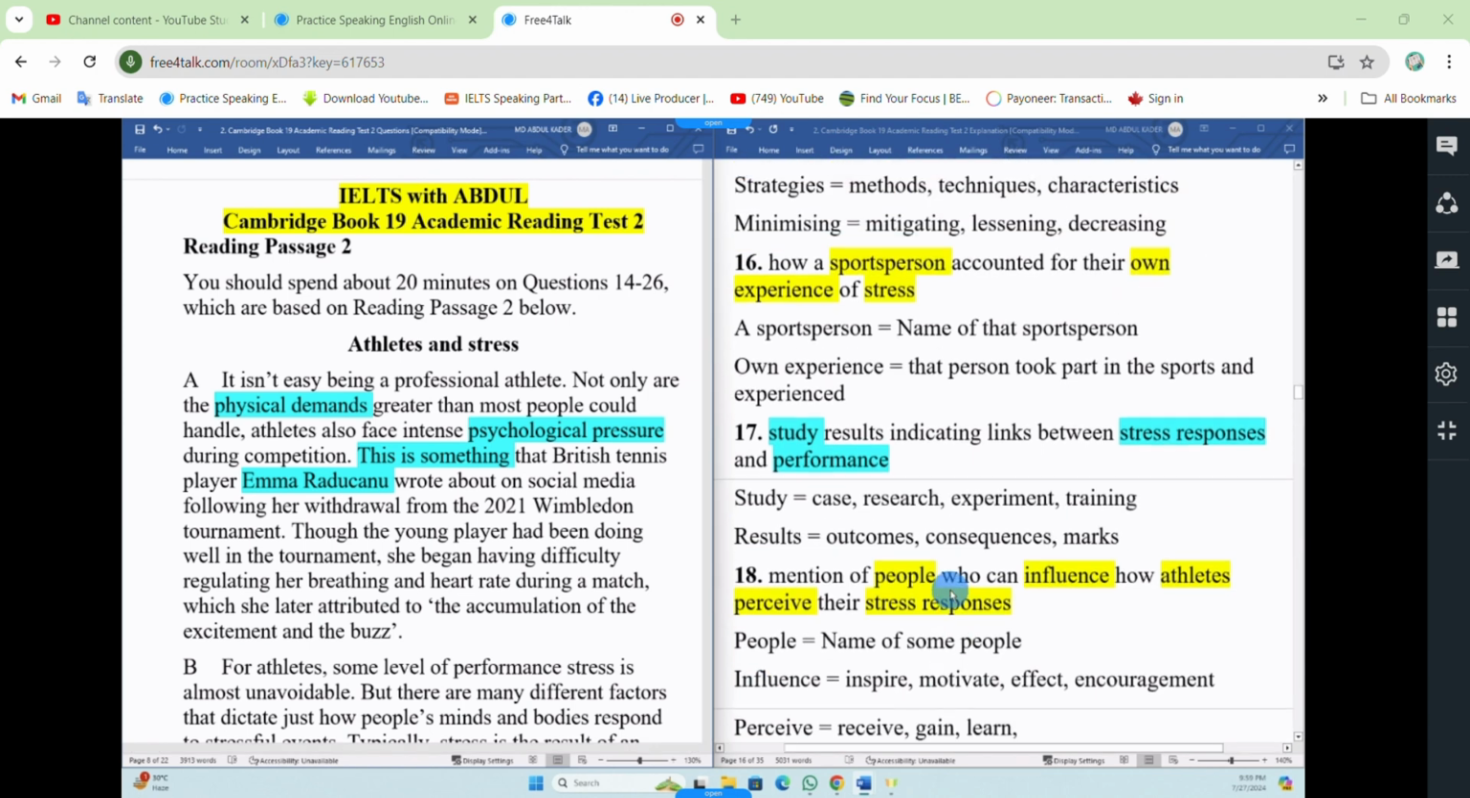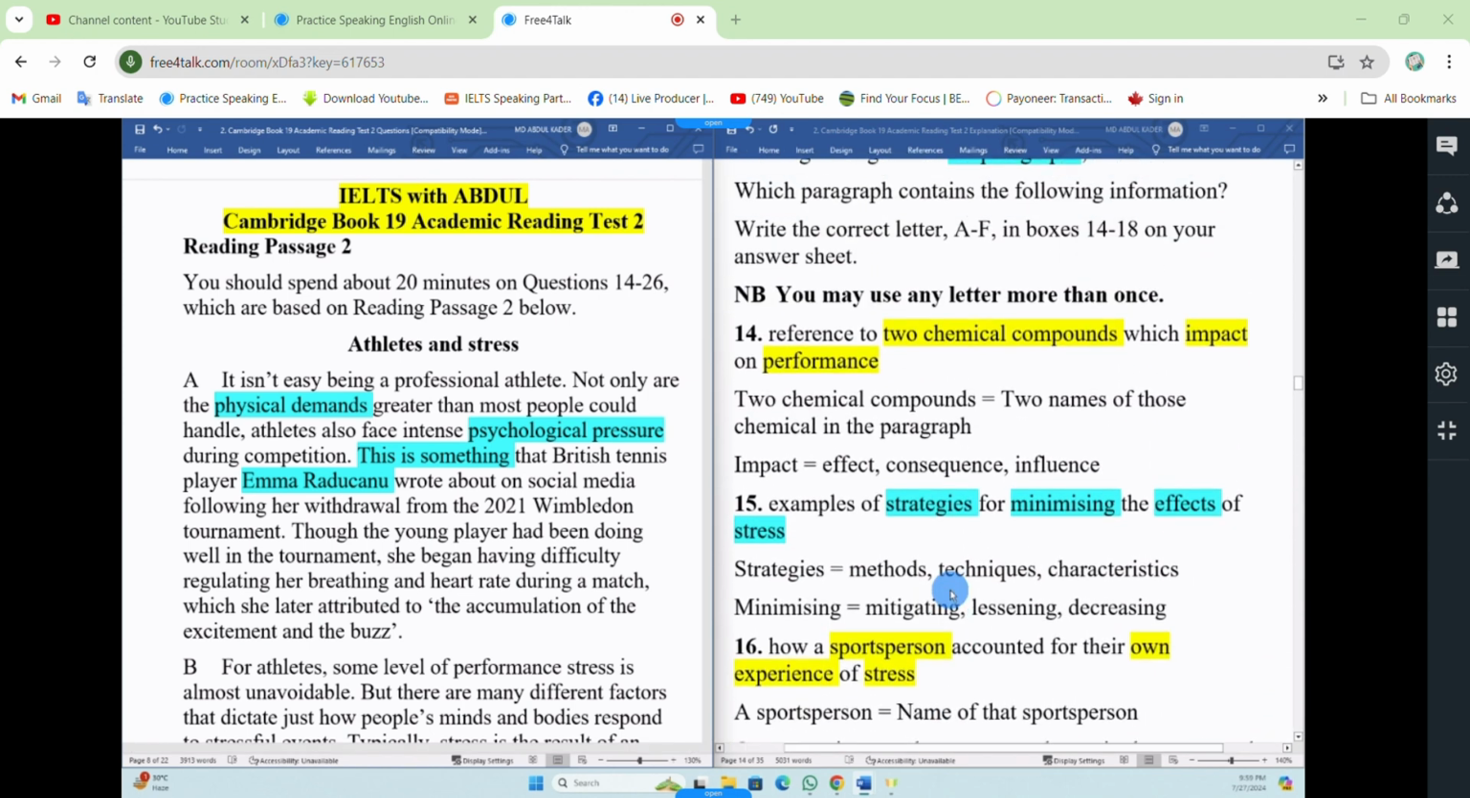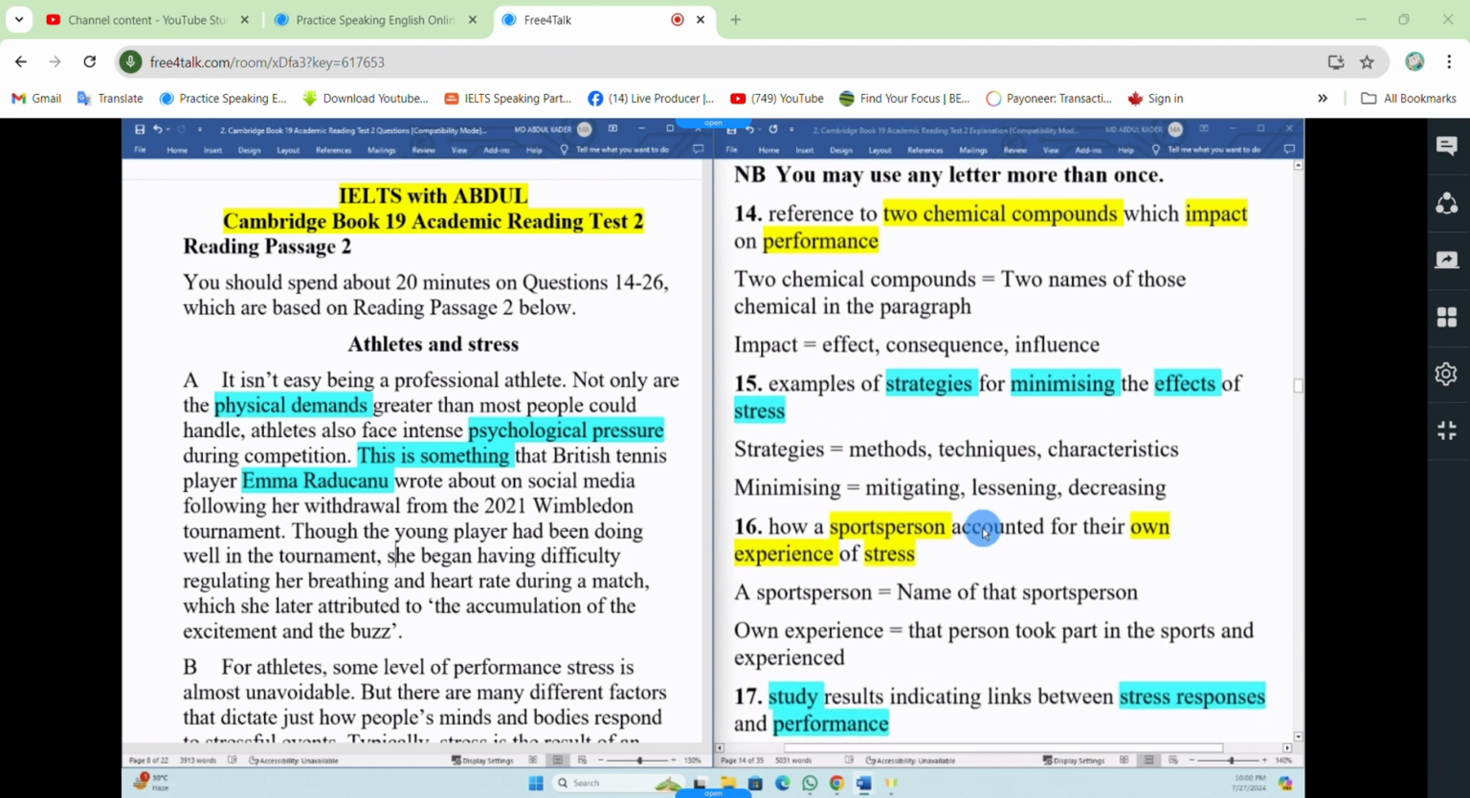Now I would like to go back to our questions. So let's read from the first question, question number 14. Two chemical compounds? No. Strategies? Some strategies are there? No.